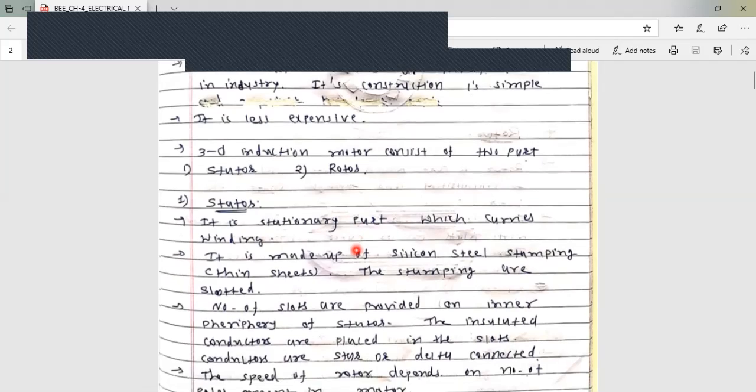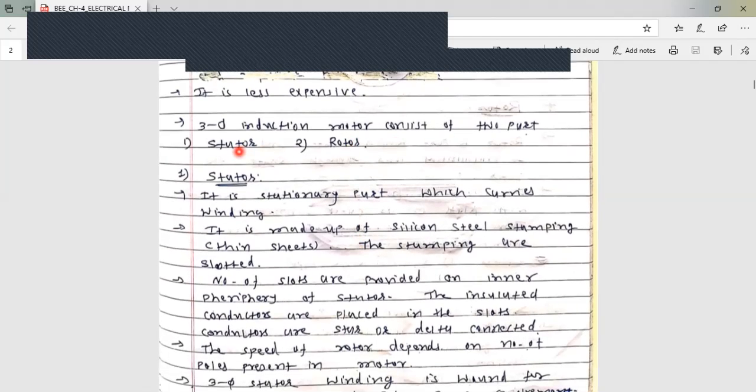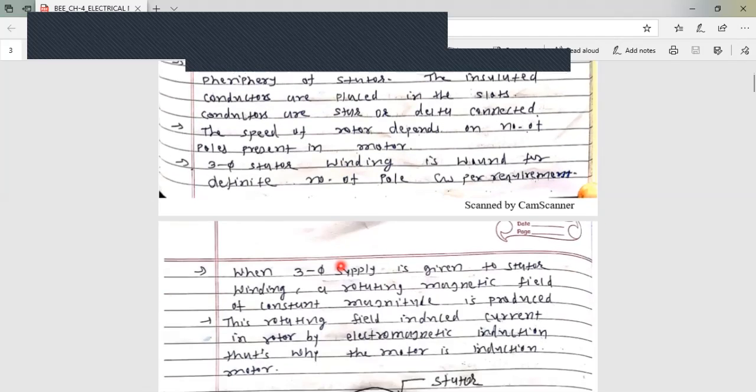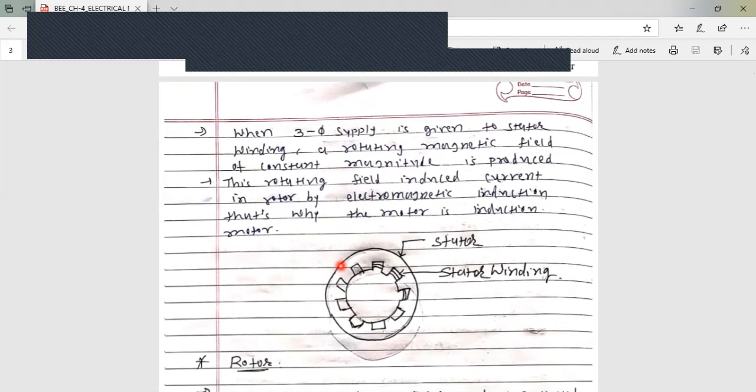Now we'll start the construction of the three-phase induction motor. It consists of two parts, stator and rotor. As the name suggests, the stator is the stationary part which carries the winding. It is made up of thin silicon steel sheets. These sheets are slotted. If we see the figure, you can realize the construction of the stator. These slots are on the inner side and these are the stator windings. This is the construction of the stator.